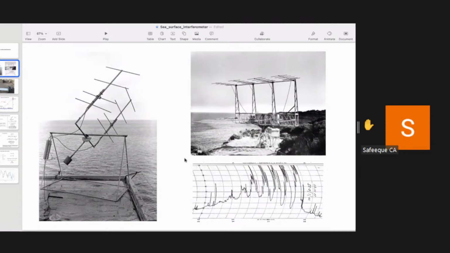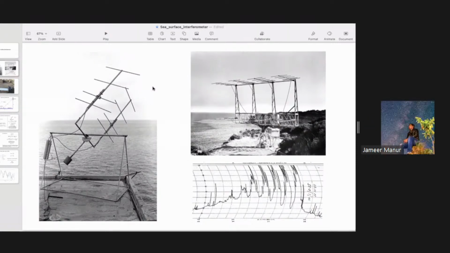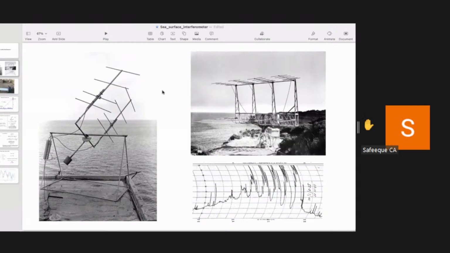Suppose we use two independent mobiles. Suppose we use two independent different mobile phones. Can they act as two different coherent sources? Can we demonstrate interference in that fashion?